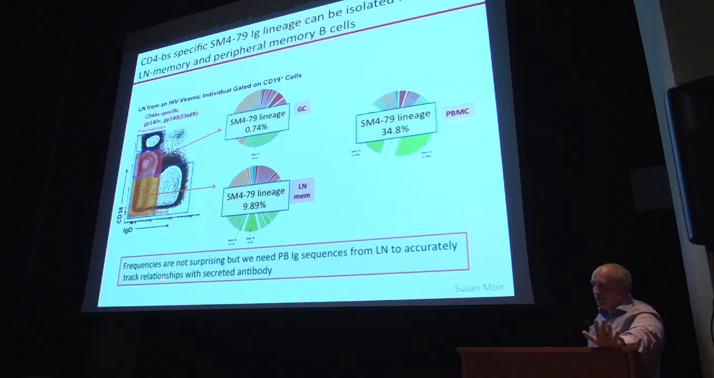So these frequencies are not surprising from what we know about the GC. But this is a good way to actually track which B cells actually then go on to produce plasma cells and go into long-lived memory, and which ones go into form the memory B cell pool for recall.